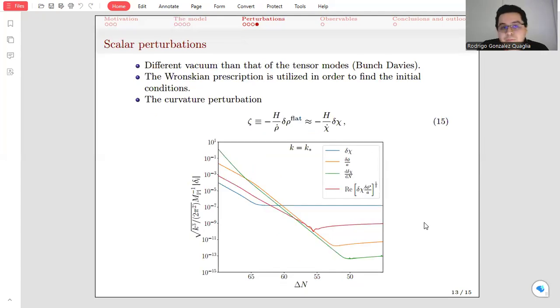And finally, the scalar perturbations ended up being very different to the tensor ones because we cannot choose the Bunch-Davies vacuum as the initial condition. Therefore, we had to employ the Wronskian prescription in order to find a solution in the infinite past of the scalar modes. And here we are plotting the main contributions to the curvature perturbation, and we see that the main contribution to this perturbation is due to the axion. Therefore, we can safely approximate the true curvature perturbation as being that of single field inflation.